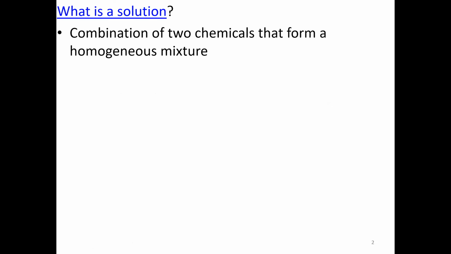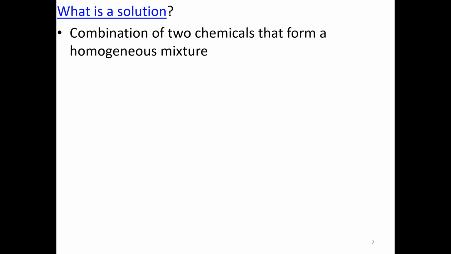All right, so what exactly is a solution? A combination of two chemicals that form a homogeneous mixture. So what does that mean? When you look at it with your eyes, it looks like it's just one thing. You can't tell the different parts in there. You can know that there's salt and water in the salt water, but you can't see it with your eyes.